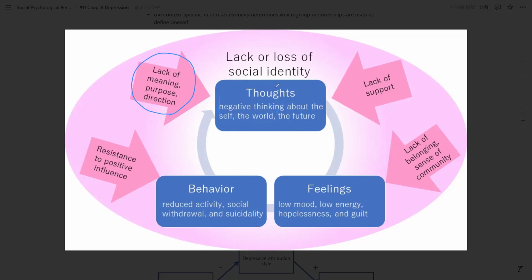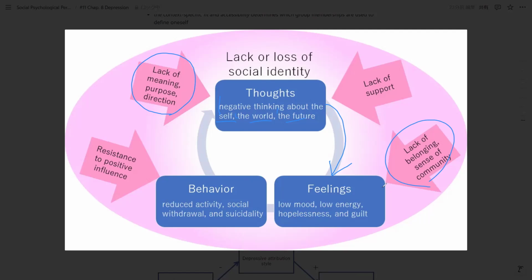If you do not have social support, then you would have negative thinking about the world and the future. And maybe you could also have negative thinking about yourself, because, okay, I'm not a worthy person to be supported by others, right? This kind of negative thinking would lead to negative feelings, such as low mood, low energy, hopelessness, and guilt. These negative feelings could also be induced by a lack of belonging, a lack of sense of community. If you feel that you do not really belong to any groups, then you would feel hopeless or experience a low mood, low energy.